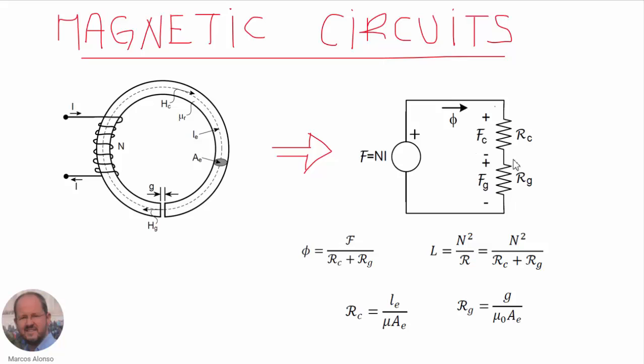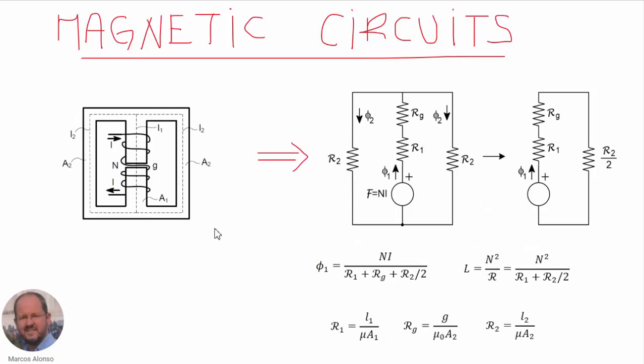One is the reluctance of the core, Rc, which is given by this expression, and the other one is the reluctance of the air gap, which is given by this other expression here. So from this equivalent circuit we can obtain the magnetic flux by dividing the voltage, the magnetomotive force, by the total resistance, and we can also calculate the inductance using this expression, which is the squared number of turns divided by the total reluctance. So we can see that it is very convenient to use this kind of electrical circuits.